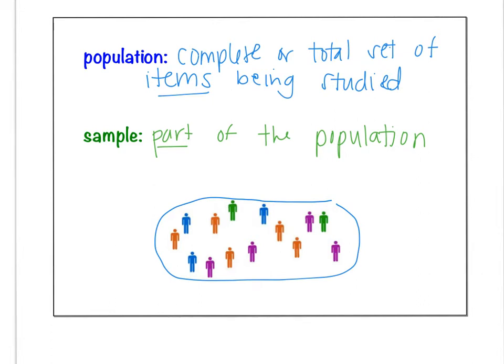Again, if we're looking back at this graphic, using our color coding system that we have going on, a sample could be like this corner over here. So it's not the total set, but it's just a part of it. And these can be very big or they can be small as long as it's not every single person or item being studied.